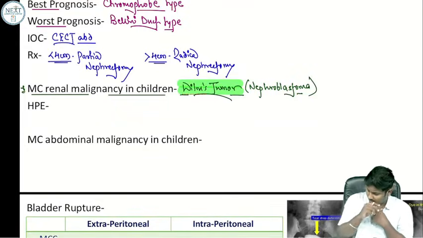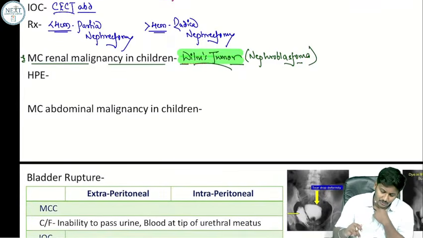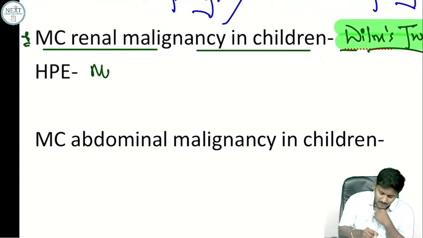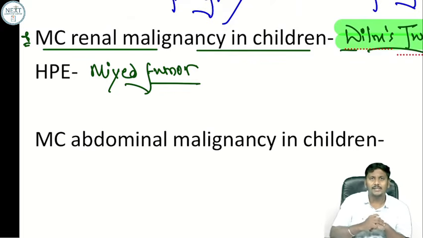Wilms tumor, if I talk about it, we know it is the most common renal malignancy in children and second most common abdominal malignancy in children. Yes, that is important. Wilms tumor, definitely we know it is associated with multiple syndromes. Okay, if you do histopathological examination in Wilms tumor, you will be able to find a mixed tumor. Now what do I mean by mixed tumor? Mixed tumor is nothing else but you will be able to see blastemal elements, epithelial elements and even mesenchymal elements. If all of that is seen on the histopathological examination, then that is the case of Wilms tumor.